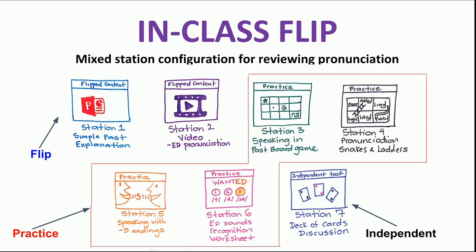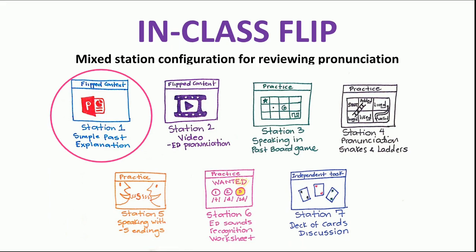This in-class flip contained the 3 types of stations: the flip, the practice, and the independent stations. In the flip stations, students could access the explanations of simple past tense and ED pronunciation if they needed to. In the practice stations, they could practice and apply their understanding of the topics in different ways. Finally, the independent station was available with a discussion activity in case the other stations got too full. So let's start with station 1.